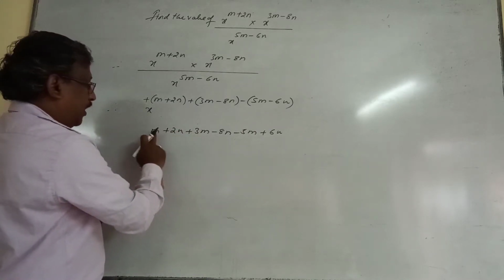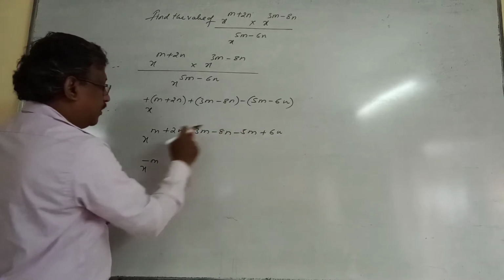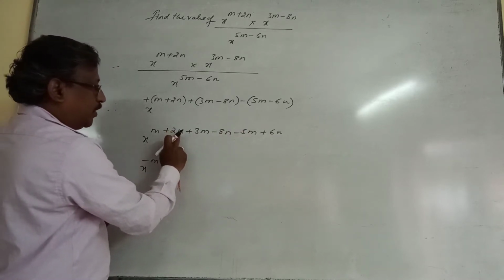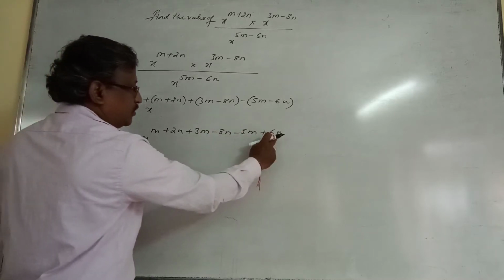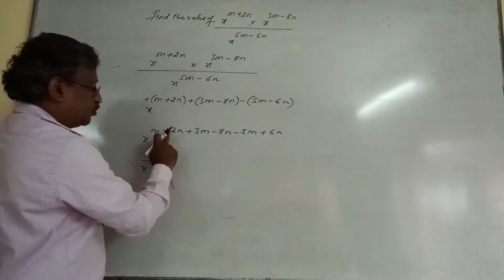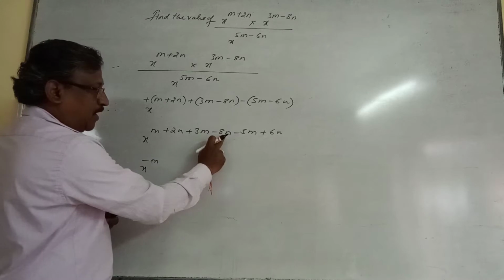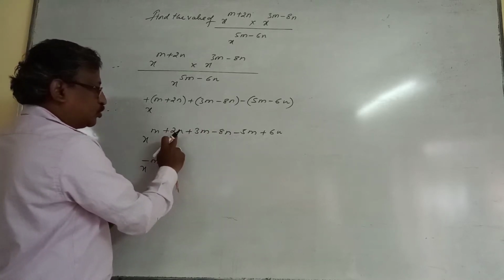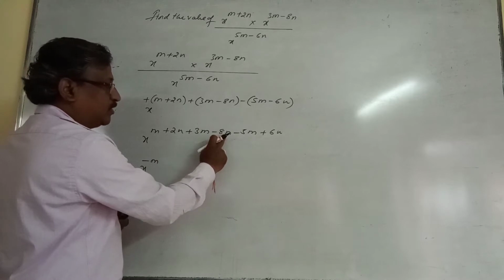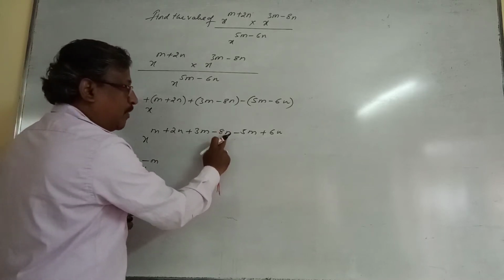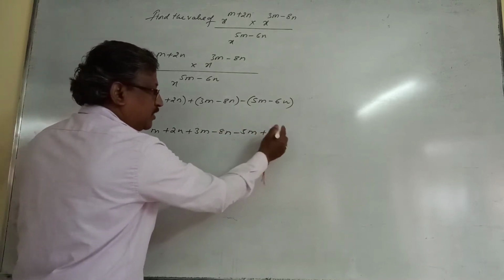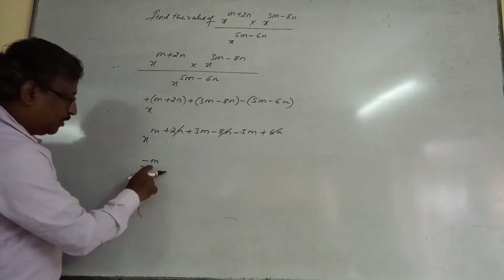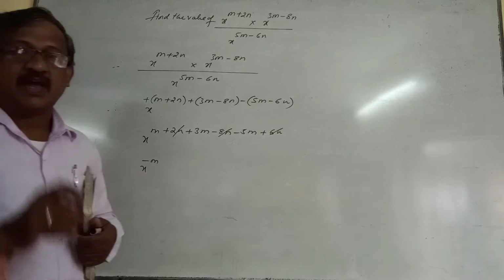Then m we have solved, okay? Now we have to solve n. Here there is a 2n, this is 8n, and this is 6n also we can solve. So this is plus 2n and this is minus 8n. So plus 2n minus 8n remains minus 6n, and this is plus 6n. This n gets cancelled, right? Means remains only minus n.